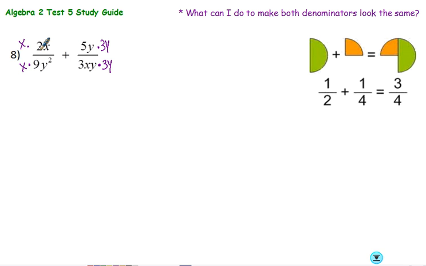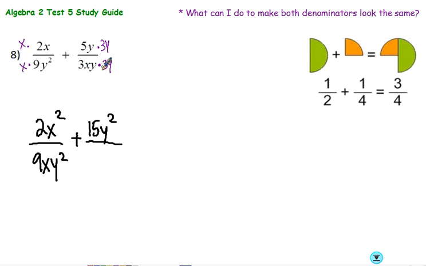So let's multiply the top. x times 2x would give you 2x squared. On the bottom, you've got 9xy squared, plus 5y times 3y would be 15y squared. And then 3 times 3 would be 9xy squared. Well, hey, look at that. The denominators match. So when the denominators match, you can just add the two things together.